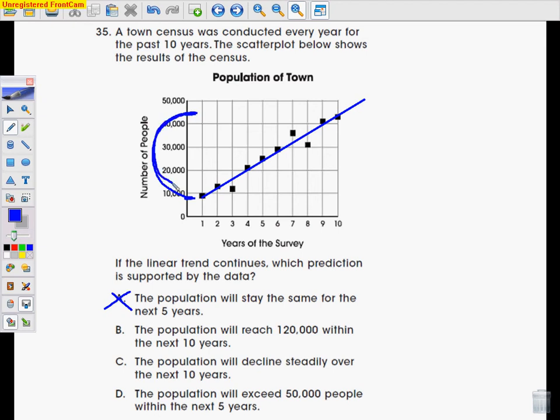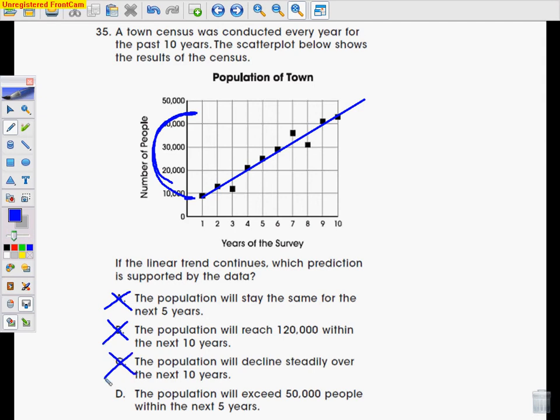Okay, now if there's an increase of about 30,000, and right now we're at about 45,000, well, at the most in the next 10 years we're probably going to be at somewhere about 75,000. So we can't say for sure that in the next 10 years we're going to reach 120,000. C, the population will decline steadily over the next 10 years. Well, once again, we're going up. Decline means to go down, so that's not what we're doing.